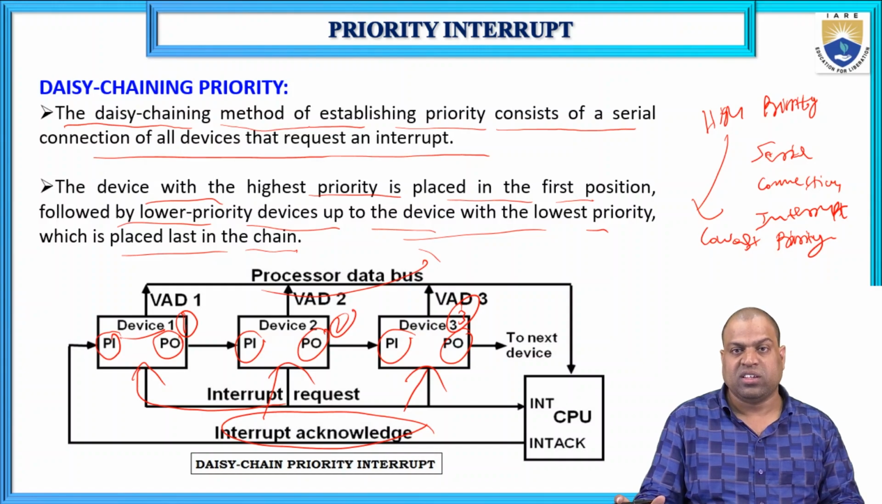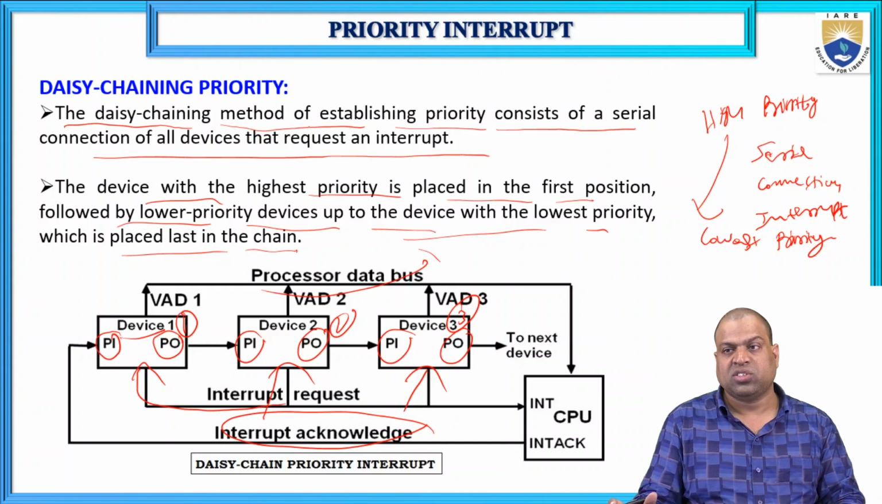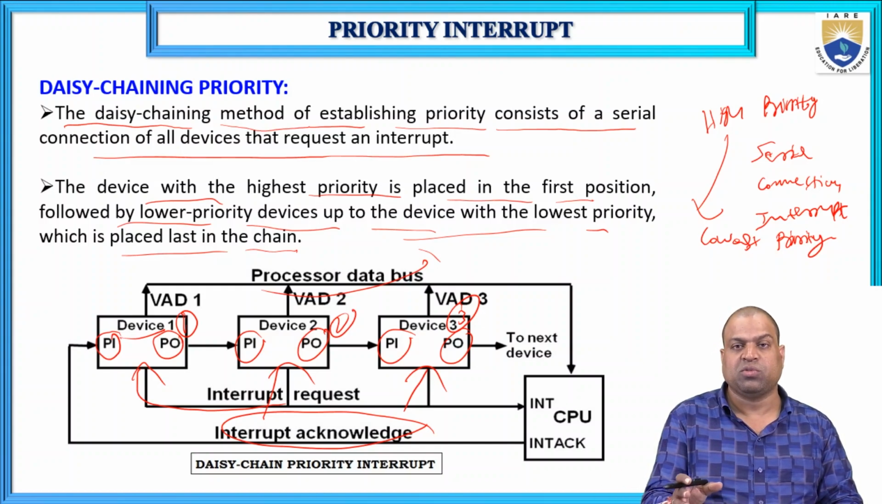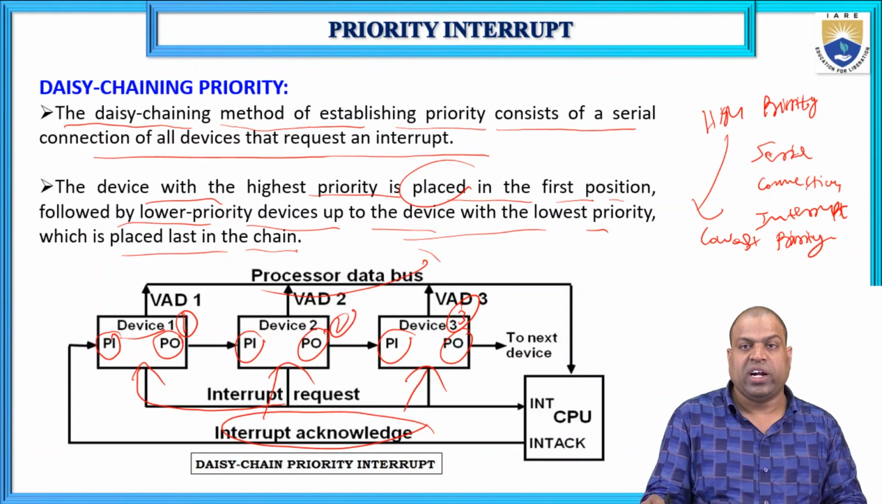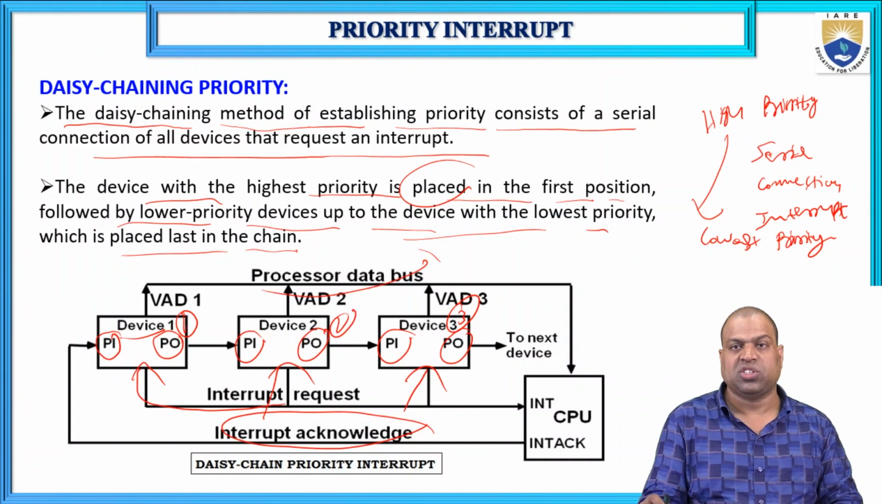So which one is the highest needed, the highest priority? Suppose device 1 is the highest priority. So then I am going for the trap device 1. Then the highest priority, device 1, will be enabled. So the highest priority is placed in the first position, and the device with the lowest priority is placed last.